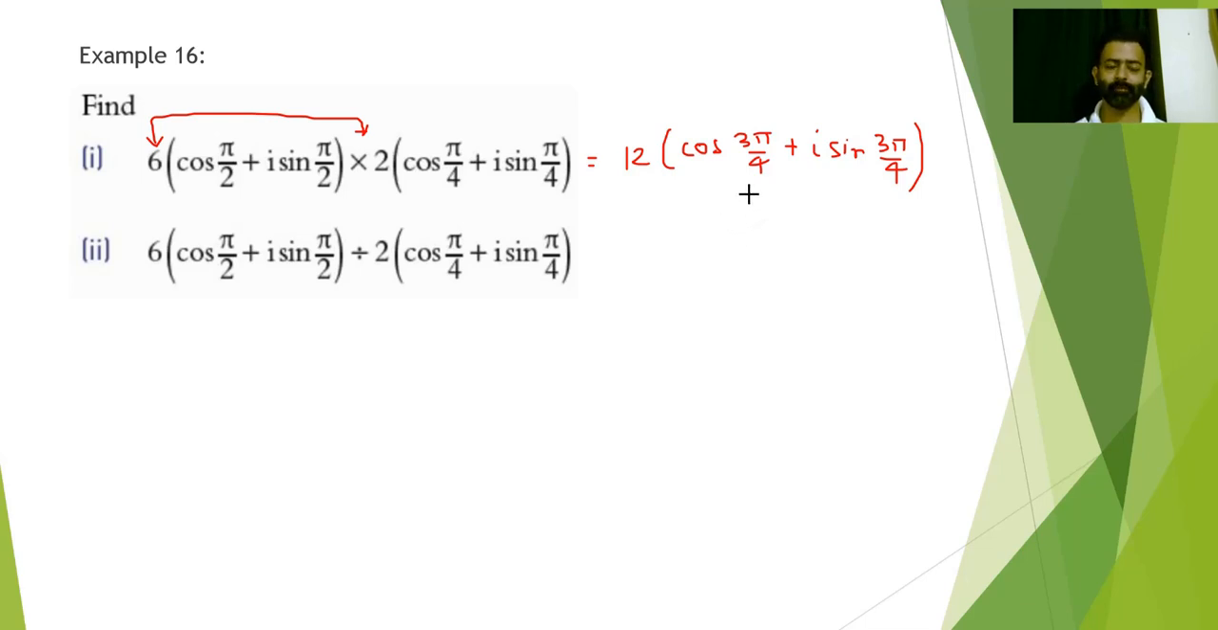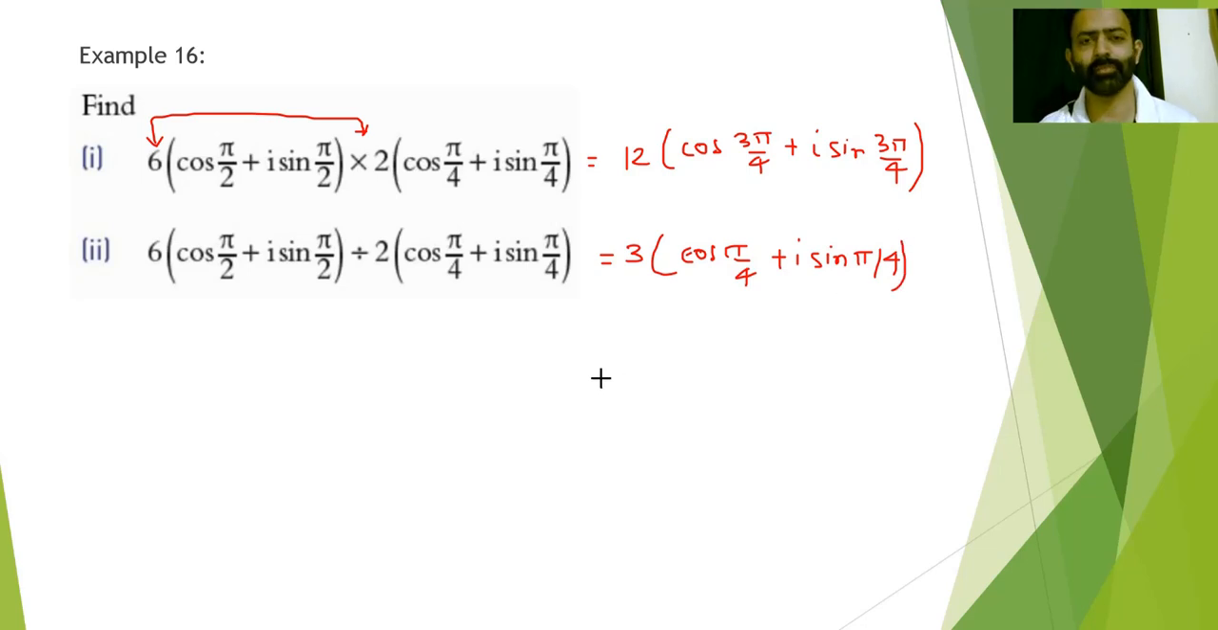Because the arguments are added. For the second part, this is the division case. So 6 divided by 2 will be 3, and the argument of z1 is 90 degrees, pi by 2, and for z2 is 45 degrees. In this case, the arguments will be subtracted because we are dividing, so that becomes pi by 4. So you can write this as 3 times cos of pi by 4 plus i times sin of pi by 4. Okay, it's very simple.